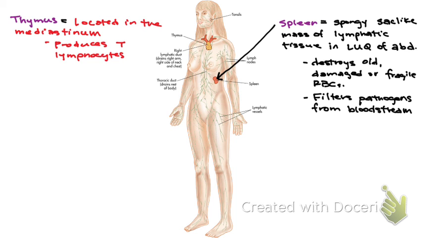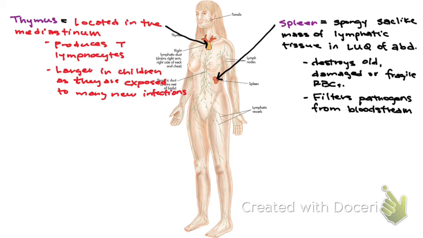lymphocytes. And this gland is much larger in children as they are exposed to many new infections. As we get older, we are re-exposed to the same pathogens, and so the need for our thymus to come up with new antibodies dwindles as we get older.